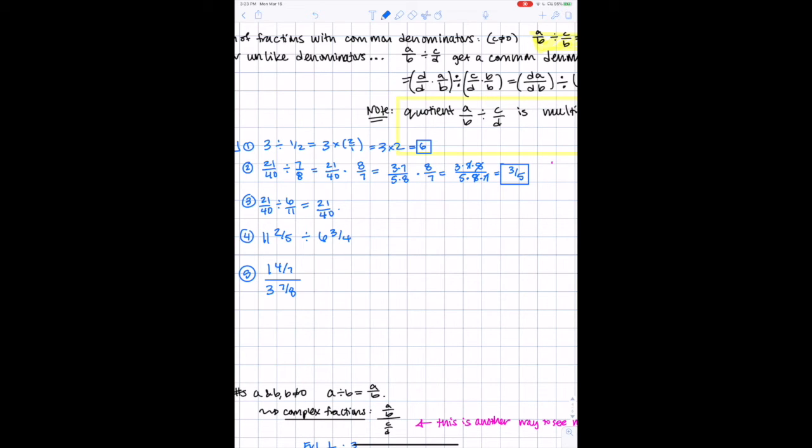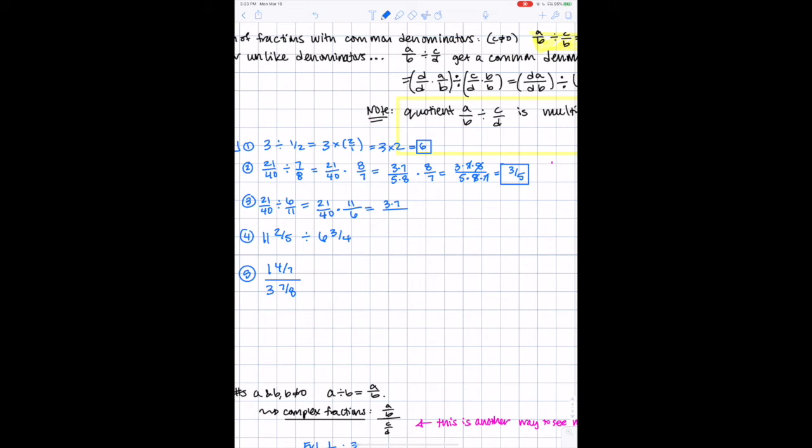Okay, so let's see. We're dividing by 6 over 11, so we're really multiplying by 11 over 6. Let's factor this a little bit just to see if things simplify, just because 11 over 21 is going to be a big number. So 21, we said that's 3 times 7.